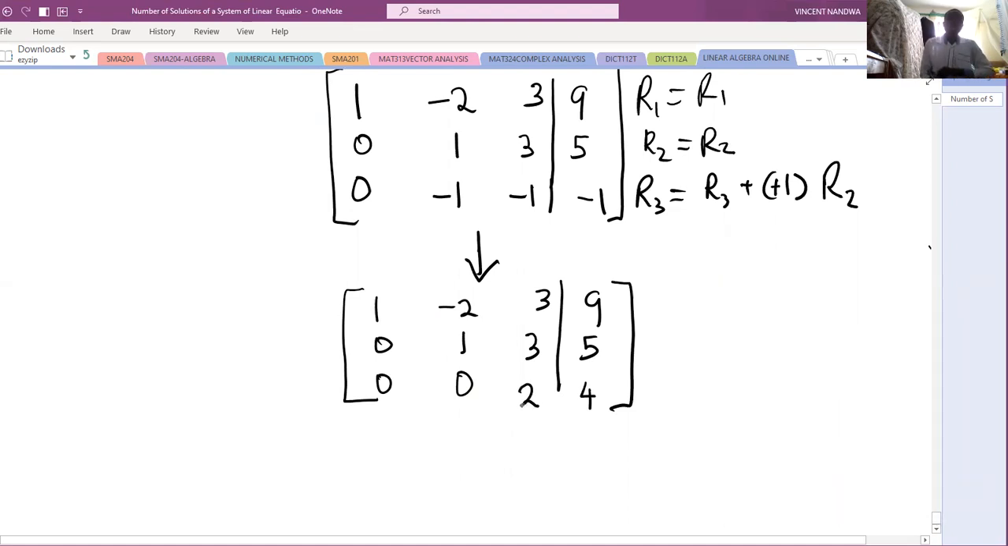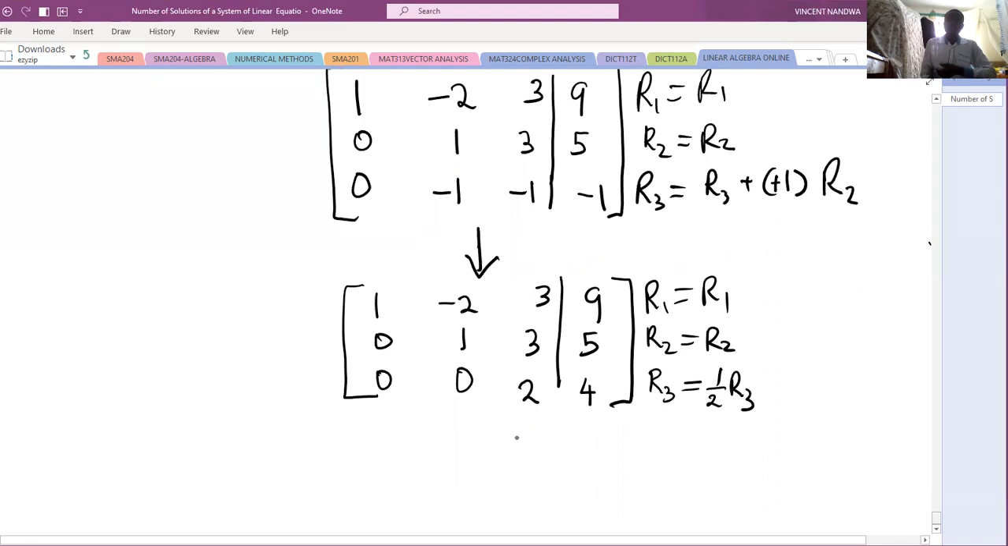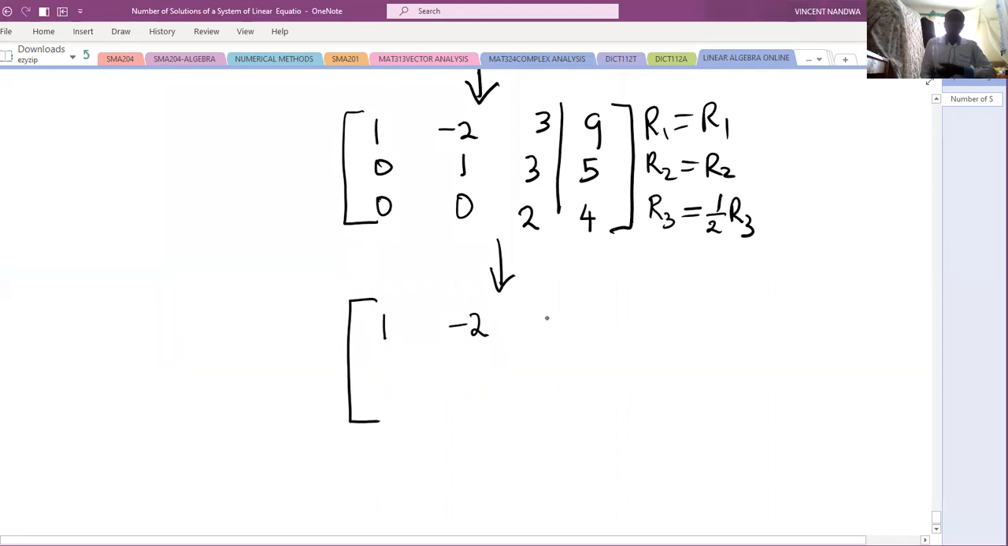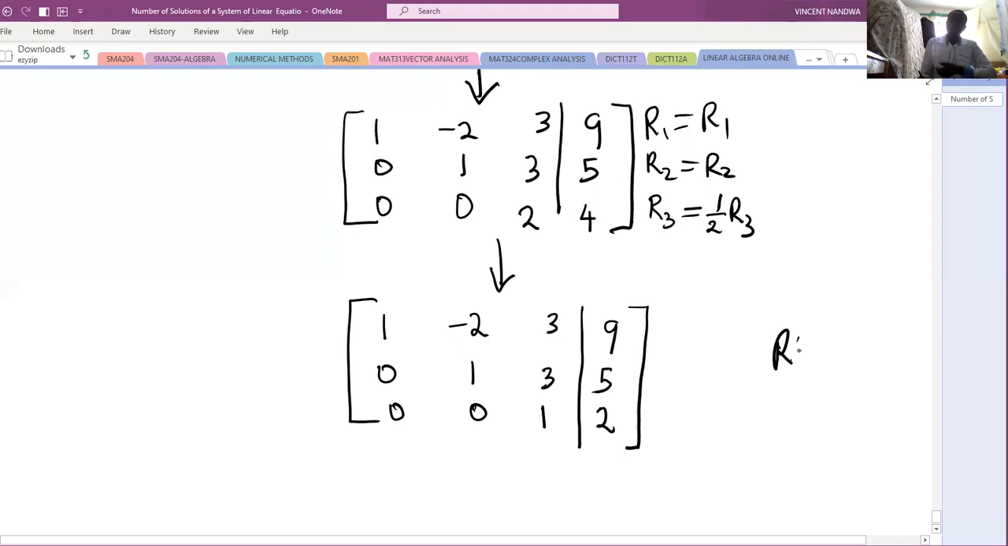So the only problem is this part here. This should be 1. To correct this position, if I have 2, then to get 1, I need to divide by 2. So row 1 remains row 1, row 2 remains row 2, and row 3 will be a half of row 3. So now my next step will be 1, -2, 3, 9, 0, 1, 3, 5, 0, 0, this will be 1, a half of 4 is 2. So you see now this structure, this is the row echelon form matrix of the original augmented matrix.